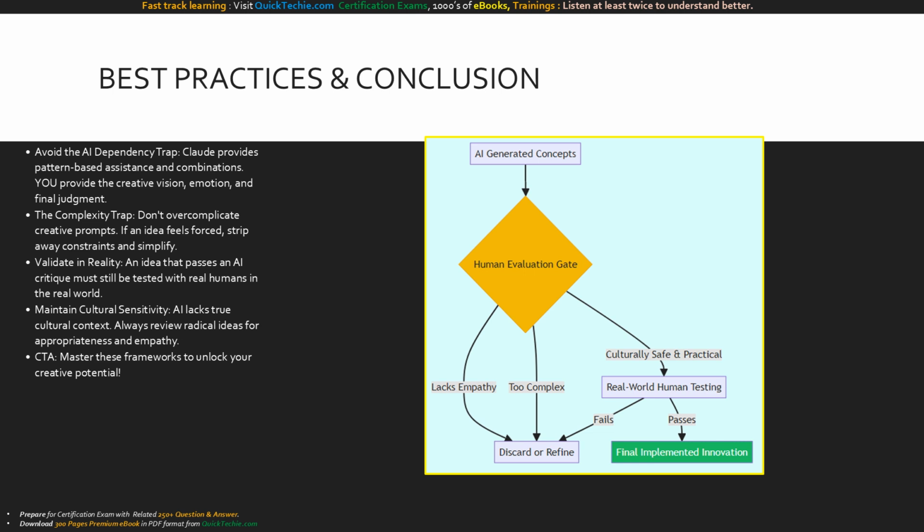Our final diagram is your safety net, the human evaluation gate. All AI-generated concepts must pass through this yellow gate. If an idea lacks empathy or is too complex, it gets discarded or refined. If it is culturally safe and practical, it moves to real-world human testing. Only after surviving real human feedback does an idea become a final implemented innovation. You are always the ultimate creative director.